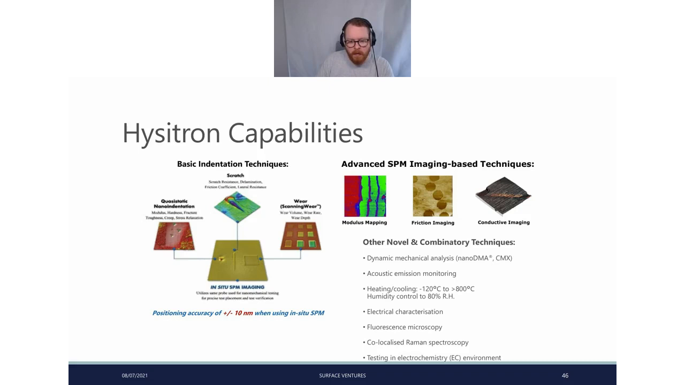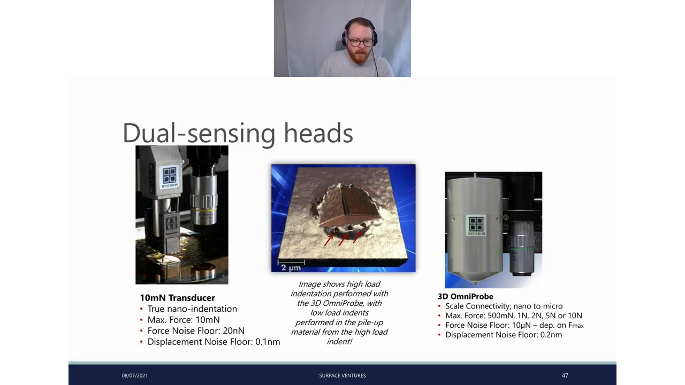It has dual sensing heads, so an extremely low load 10 millinewton transducer for essentially truly nano indentation, low noise floor, and then the scanning probe to allow you to map this afterwards. So again, different forces that can be used after that, and across various different scales.